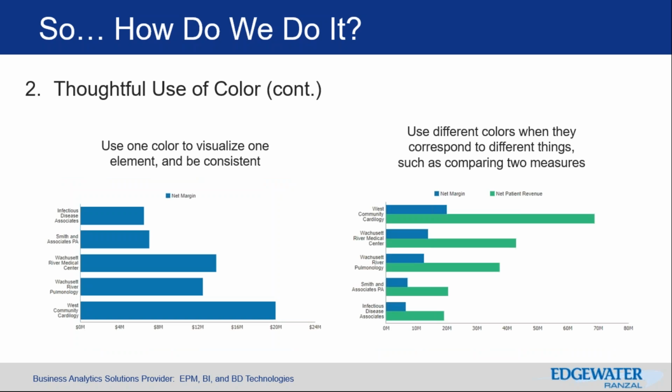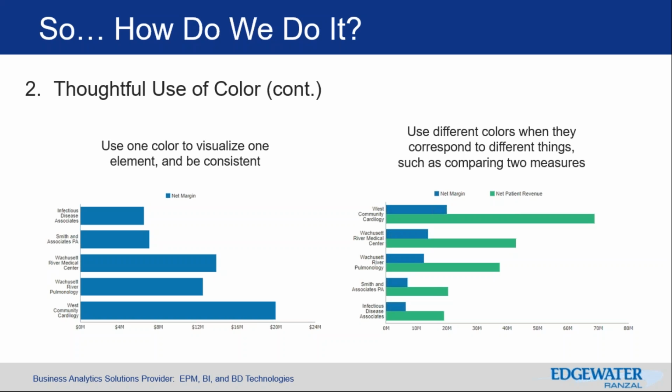Also, another thing about colors that I would like to mention is that we need to be consistent with it. First of all, if you're displaying one KPI for different attributes, in my case here on the left-hand side, I have the net margin KPI by my providers, but all those bars are displaying net margin, the same measure. Use the same color, be consistent. That way the users know that they're looking at the same measure, just comparing it against providers.